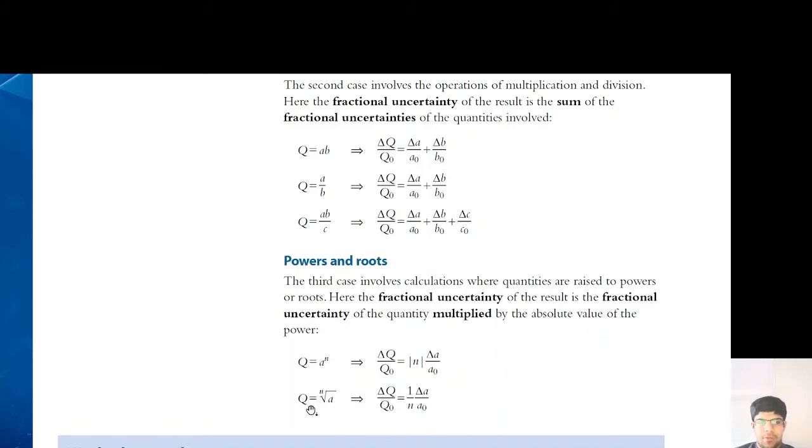Now q equals the nth root of a. Now delta q over q0 will be 1 over n times delta a over a0.